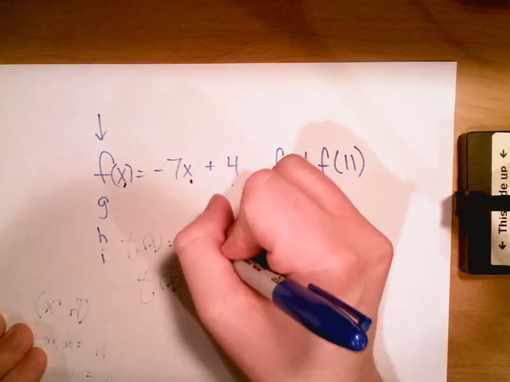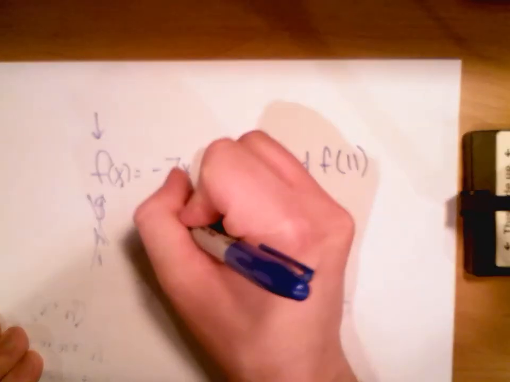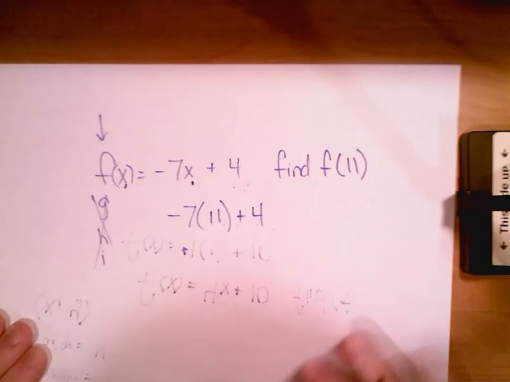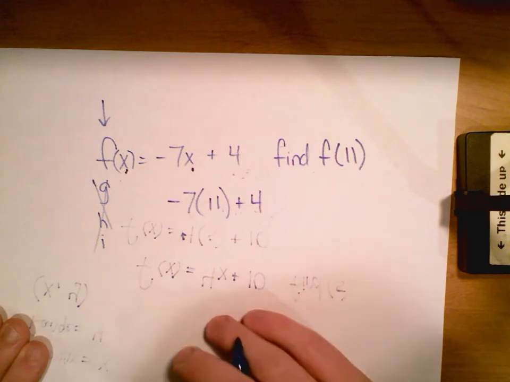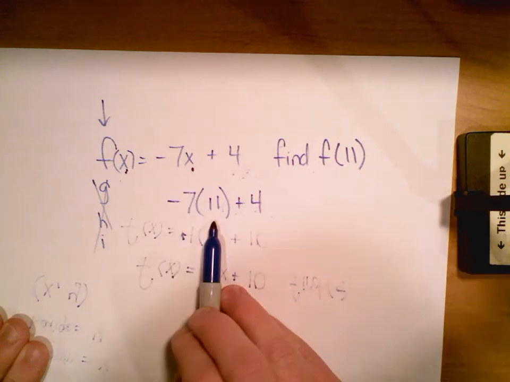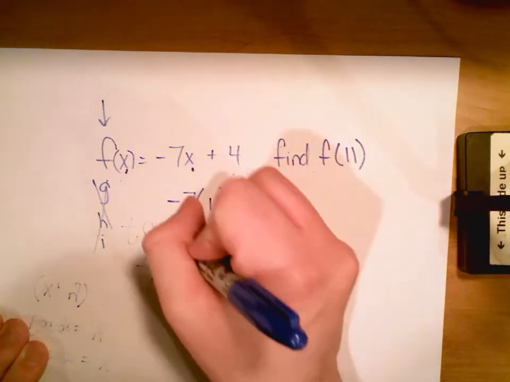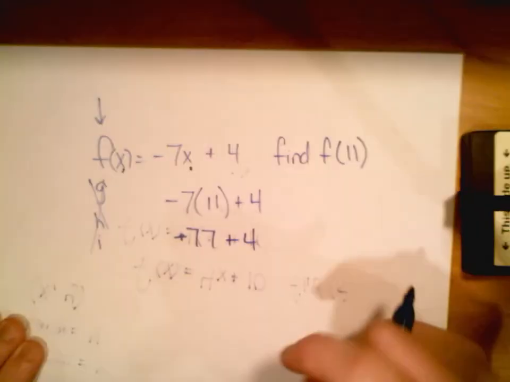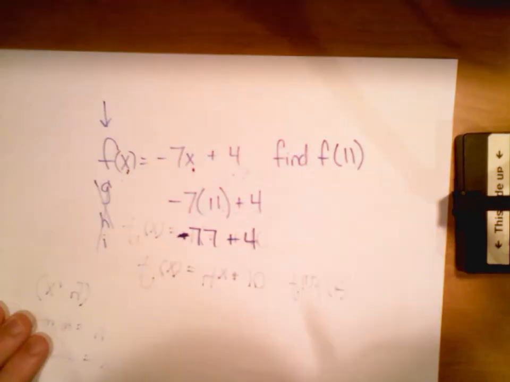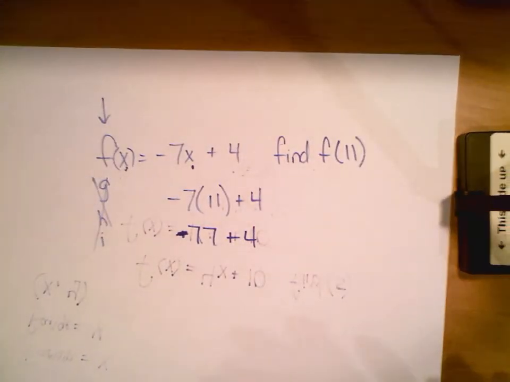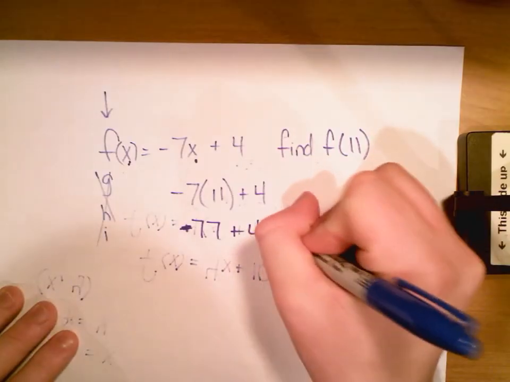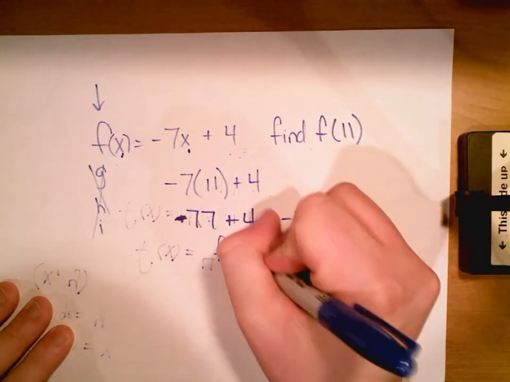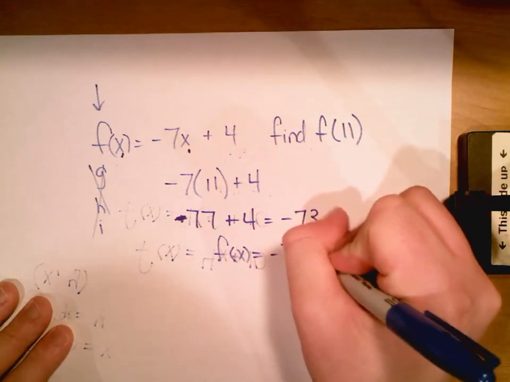So that means my problem will be negative 7 times 11, plus 4. Now with that equation, I know I have to multiply these two first. So 11 times negative 7 is negative 77, plus 4. So I'm going to bring that 4 down to solve. Negative 77 plus 4 is negative 73. Okay, so your answer of f of x, or your function of x, is negative 73.